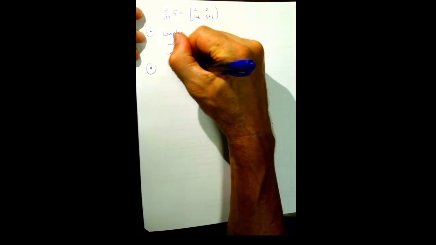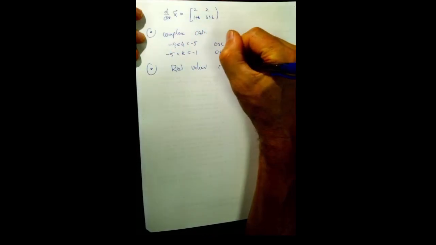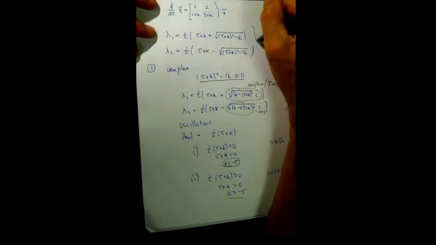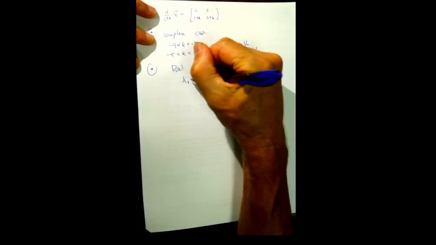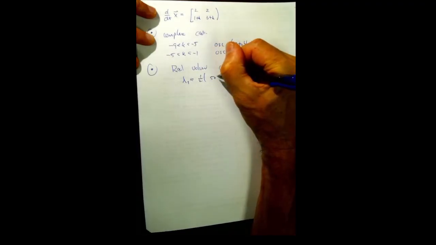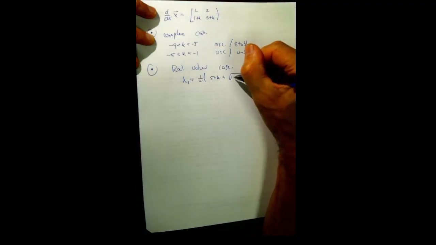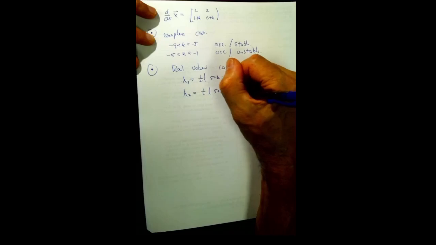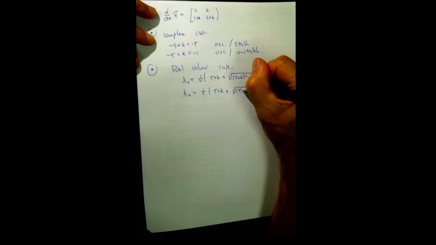Now we're going to deal with the real valued case. And we already know this is going to be tricky. So what did we have? Let's go back. This is our lambda 1 and lambda 2. So let's rewrite that. Lambda 1 is 1/2 of minus (5 plus k) plus the square root of (5 plus k) squared minus 16. Lambda 2 is 1/2 of minus (5 plus k) minus the square root of (5 plus k) squared minus 16.